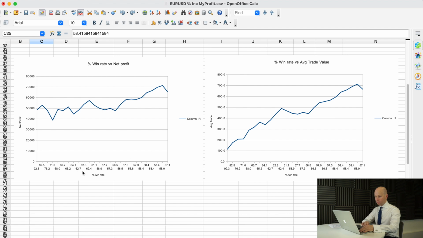On the x-axis, we've got the percentage profitable, and on the left-hand side is the highest winning percentage, and the winning percentage decreases as we go along to the right. And we can see clearly that a decrease in the winning percentage leads to generally an increase in the net profit, and it's even more apparent with the average trade value. A decrease in the winning percentage leads to a much bigger average trade value.